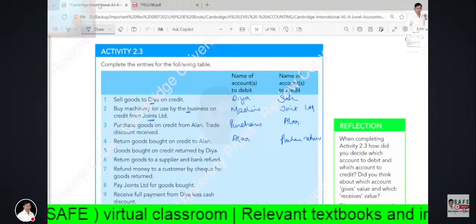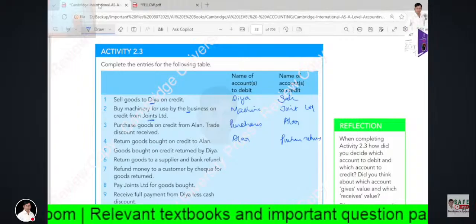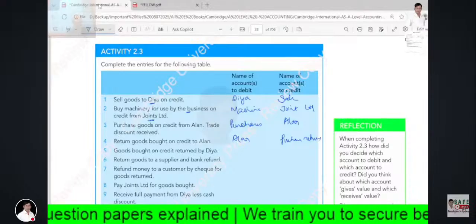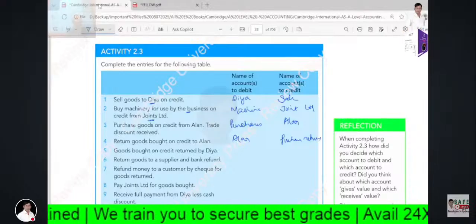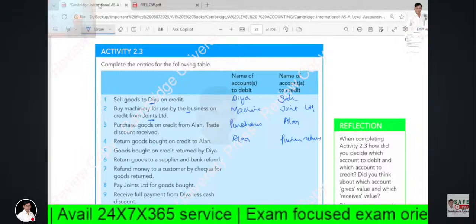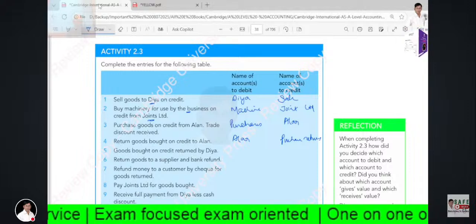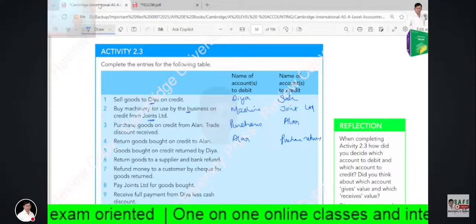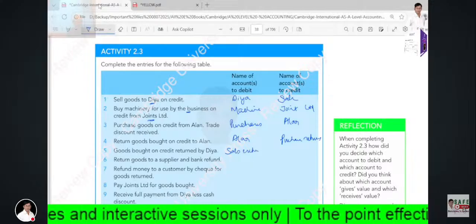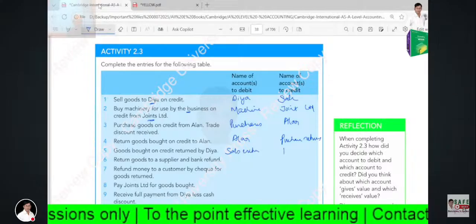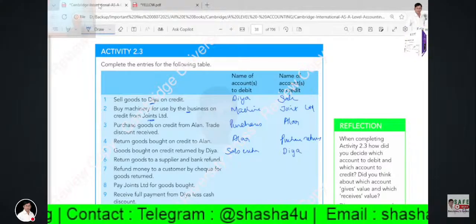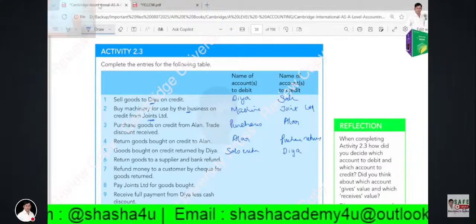Goods bought on credit returned by Dia. So what has happened? We have sold goods to Dia on credit. So we are receiving that. So sales. So we have to credit Dia because Dia is the giver of the goods. Dia has returned the goods.